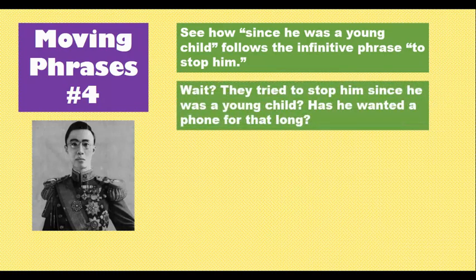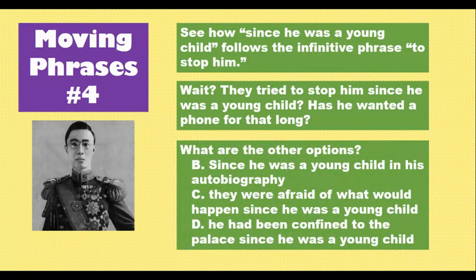So it's kind of weird because you're like, wait a minute. So they tried to stop him since he was a young child? Like, how long has he wanted a phone? They've been trying to stop him ever since he was a young child. So if you think about it, what are your other options that we have on number 4?